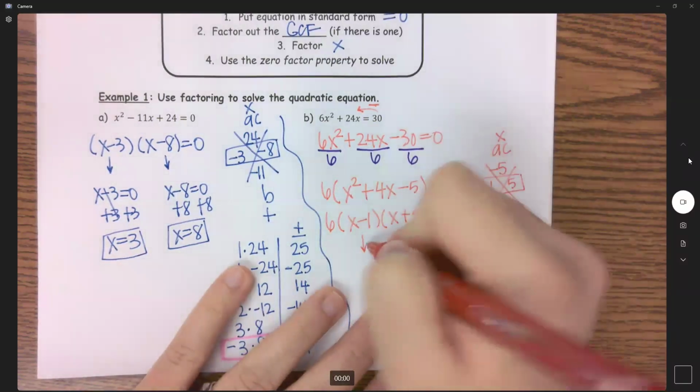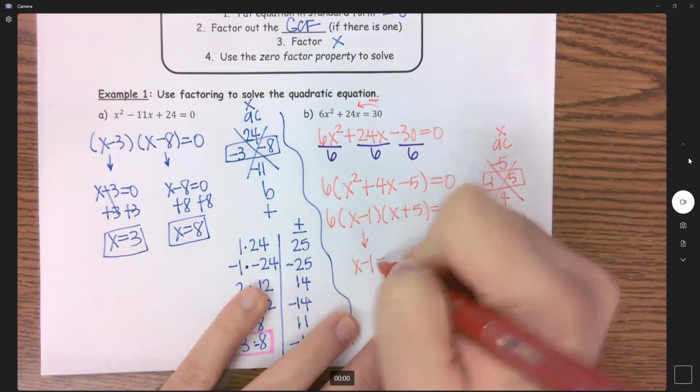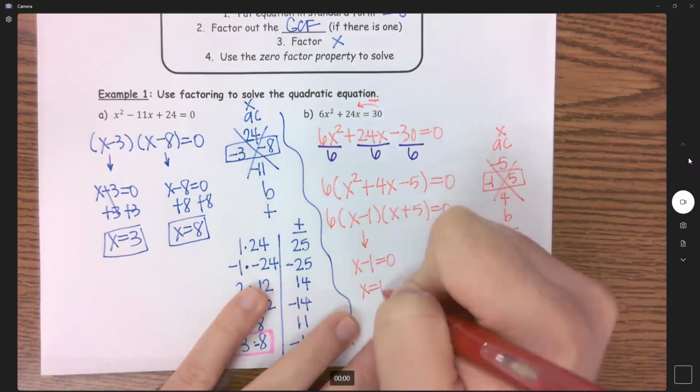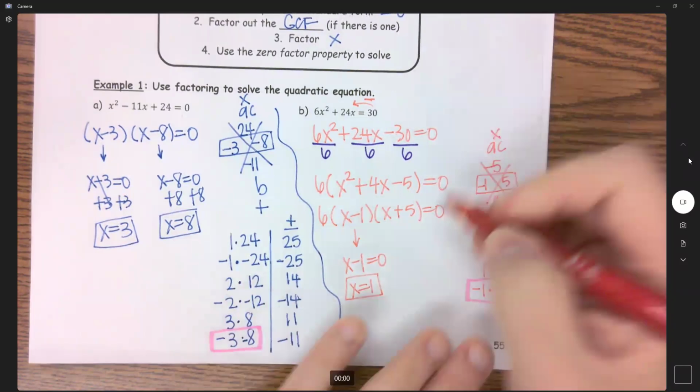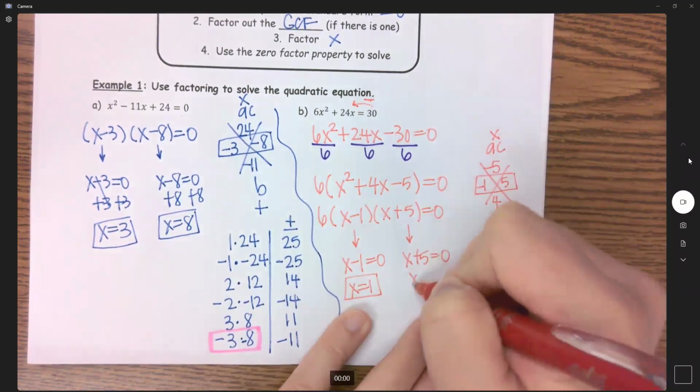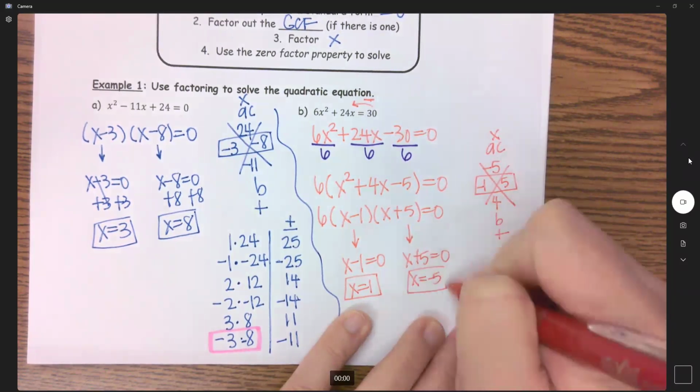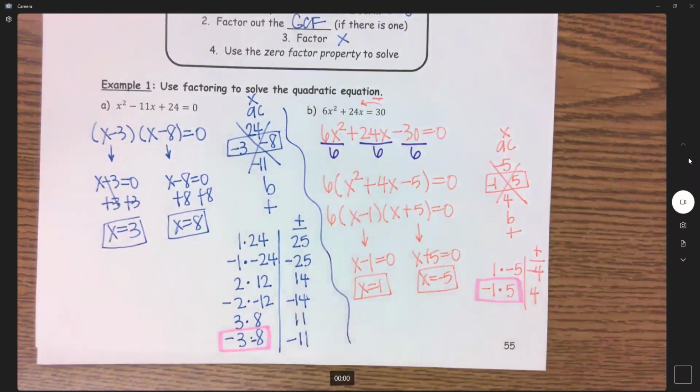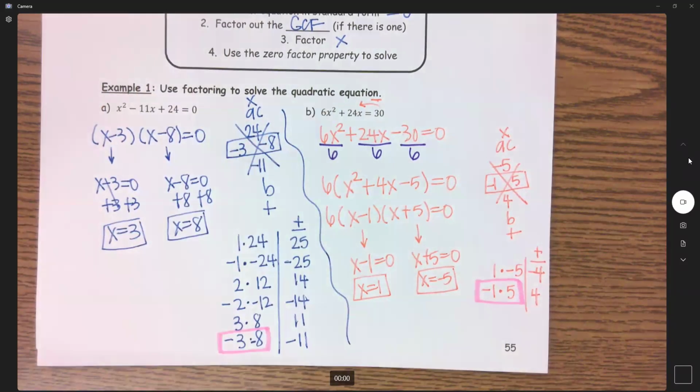So I'm going to take this, x minus 1 equals 0. So we get x equals 1. And here we get x plus 5 equals 0. So x equals -5. So still two answers because I have an x squared.